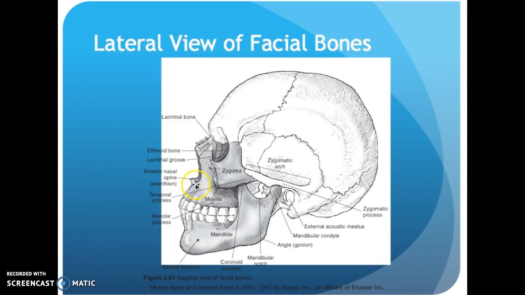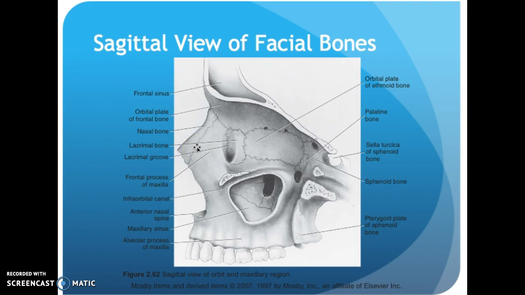Here's your zygoma, your acanthion, your lacrimal groove, I like that, lacrimal groove, your ethmoid bone deep in there with your lacrimal bone. Here's your nasal bone. Here's a magnified view. You have your orbital plate of your ethmoid bone.